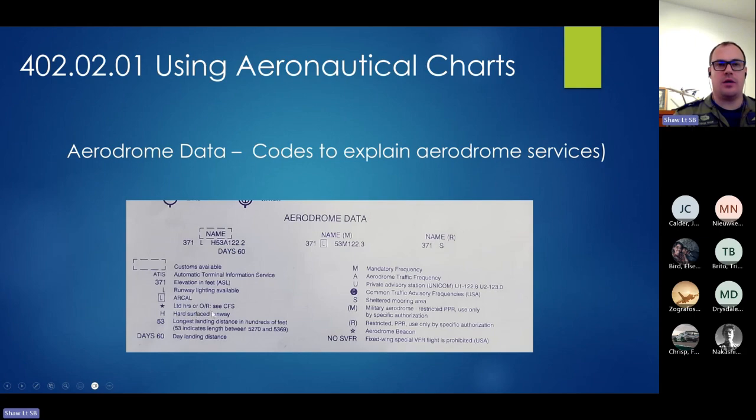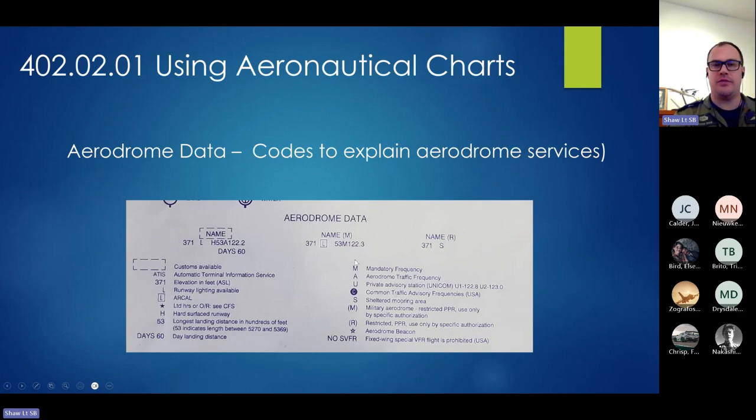Limited hours or OR, so CCFS. If it's got a star next to it, it's only open limited hours. H for hard surface runway, and then 53 is the longest landing distance in hundreds of feet. So 53 indicates the length between 5,270 and 5,369. So H53 means that it's a hard surface runway, and the longest one is about 5,300 feet long. And then we've got an interesting note for days 60. That's our daytime landing distance. Sometimes in the daytime, it's 6,000 feet at this particular airport, whereas in the nighttime, it's only 5,300.